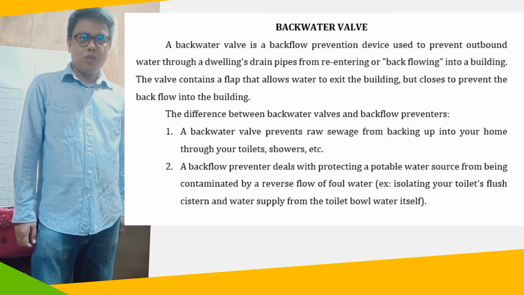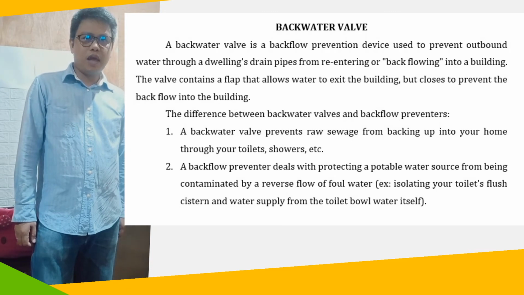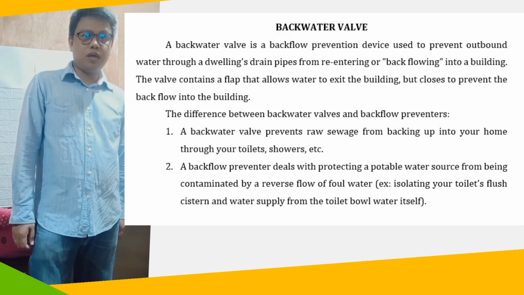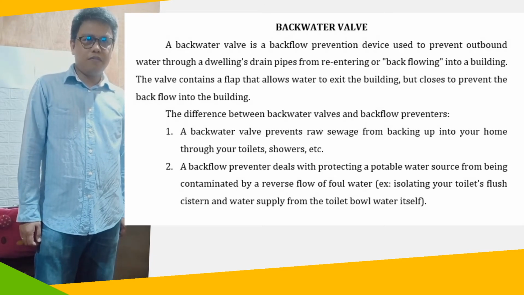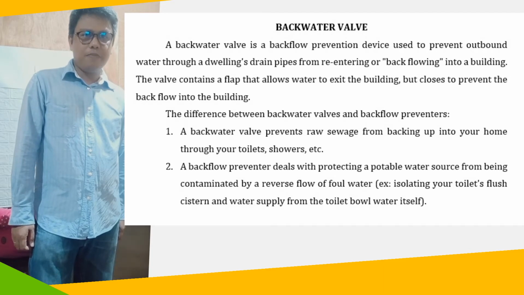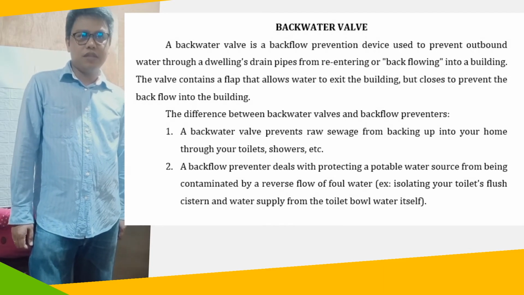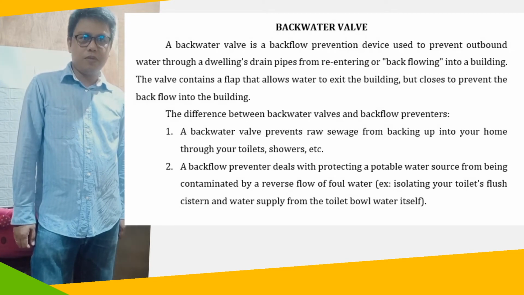Backwater valve. A backwater valve is a backflow prevention device used to prevent outbound water through a dwelling's drain pipes from re-entering or backflowing into a building. The valve contains a flap that allows water to exit the building, but closes to prevent the backflow into the building.